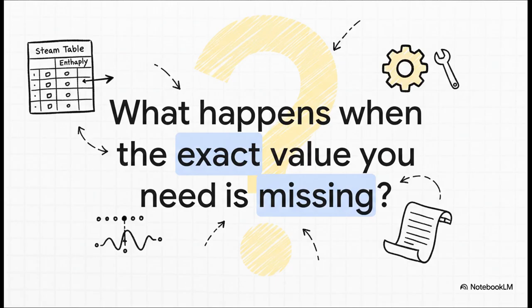All right, let's make this real with a classic example. Imagine you're an engineer and you're staring at some steam tables, which is basically just a big chart full of data. You've got all these established data points, right? But the specific pressure you're trying to analyze falls smack dab in between two of them. So, what do you do? How do you find the answer you actually need?